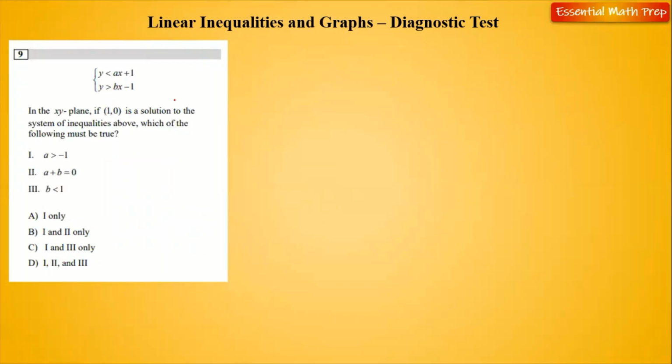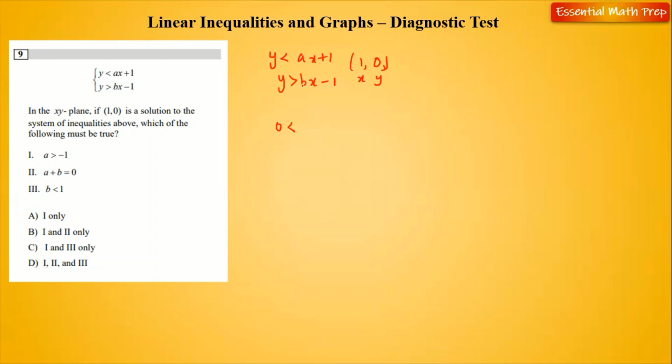All right, this is a very easy problem. You're already given an ordered pair, which makes life easy. So let's go ahead and write those inequalities first. We know the ordered pair is (1, 0). That means this is x, this is y. So let's go ahead and substitute this ordered pair into each of these expressions.